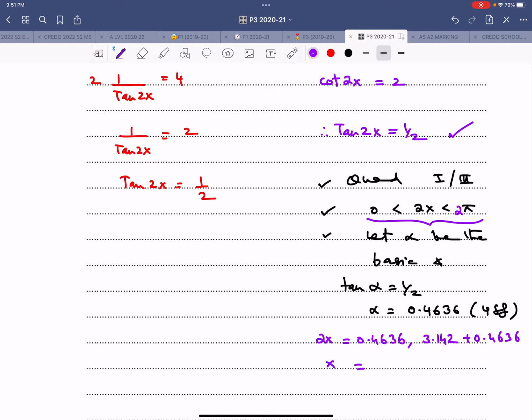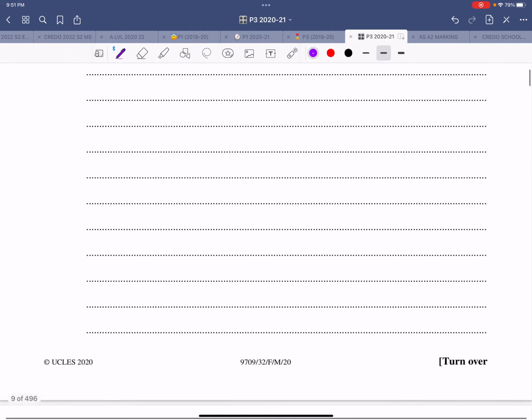So one answer would be 0.4636 divided by 2, which is 0.2318, and 3.142 plus 0.4636 added up and divided by 2, that is 1.80, and then you get this answer.